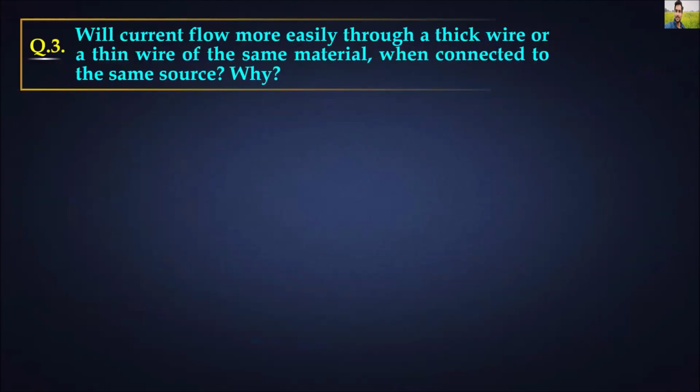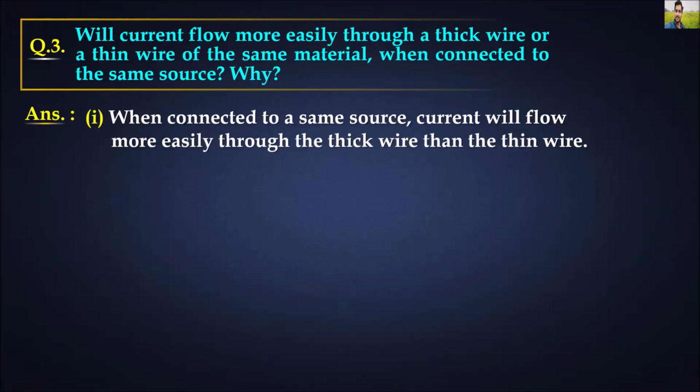Next question. Will current flow more easily through a thick wire or a thin wire of the same material when connected to the same source? Why? When connected to the same source, current will flow more easily through a thick wire than a thin wire, right? Because resistance is inversely proportional to its area.